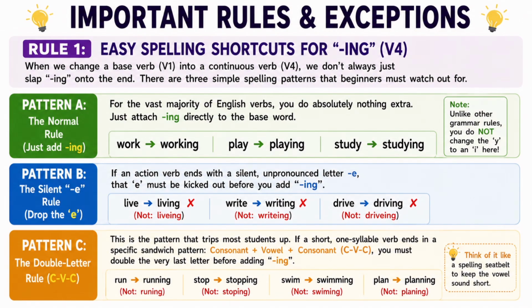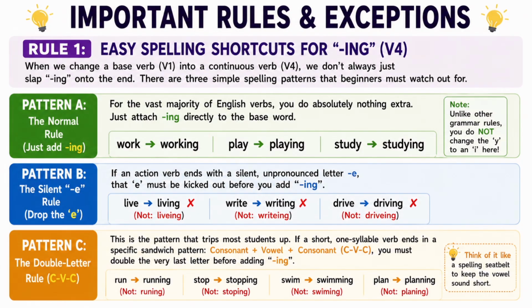Now let's learn some important rules and exceptions. Rule number 1 is easy spelling shortcuts for adding ing. When we change a base verb into a continuous verb, we do not always just add ing. There are 3 simple spelling patterns. Pattern A is the normal rule. For most English verbs, simply add ing to the base verb. Work becomes working. Play becomes playing. Study becomes studying. Notice that in study we do not change the letter Y.